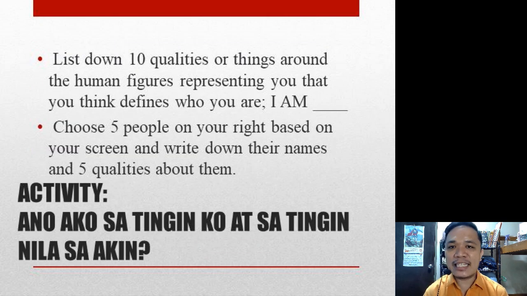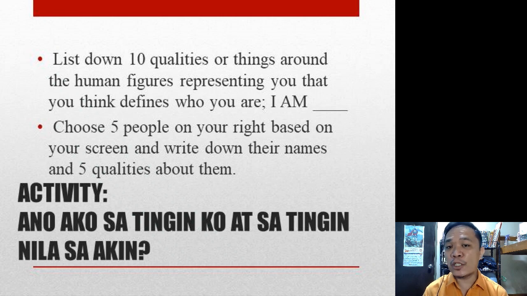We'll have an activity and we call it Ano Ako sa Tingin Ko, what I think about myself, at sa tingin nila sa akin, and what they think about me. I want you to get a piece of paper and a pen, of course, and I want you to list down 10 qualities about yourself. You will begin it with I am. Then you have to fill in the blank. So 10 qualities about it.